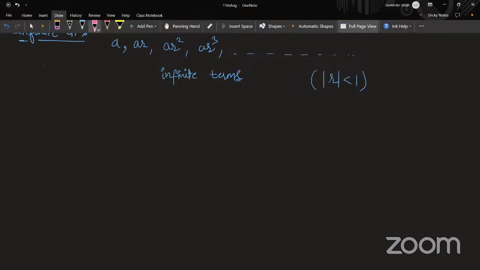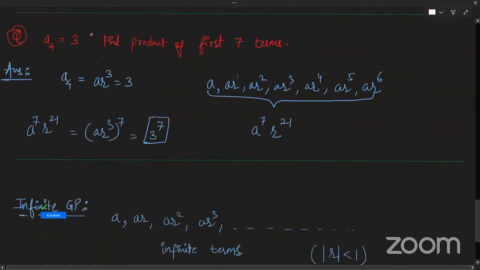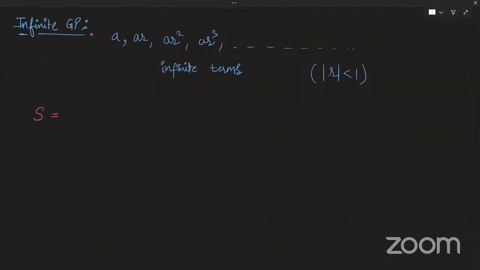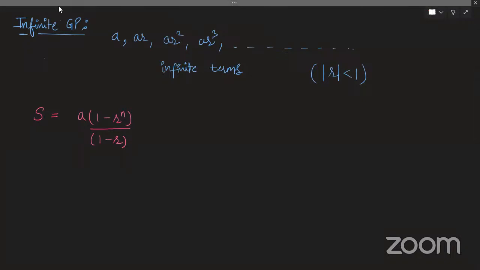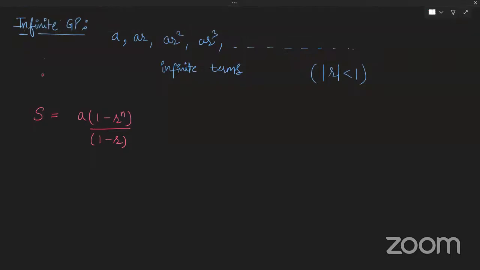So, can you tell me what is the formula for the sum of a GP? It is A into 1 minus r raised to n by 1 minus r. Right? So basically what is happening is I have AR square, AR cube like this, and it is going till infinite terms, meaning the number of terms n is tending to infinity.